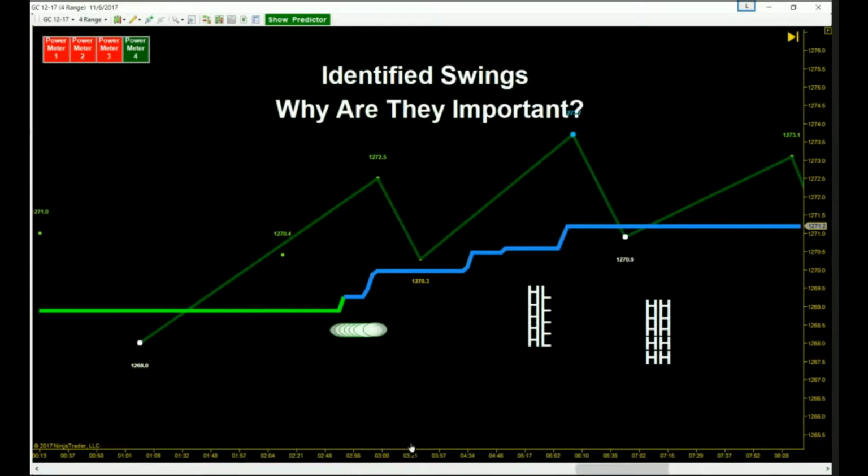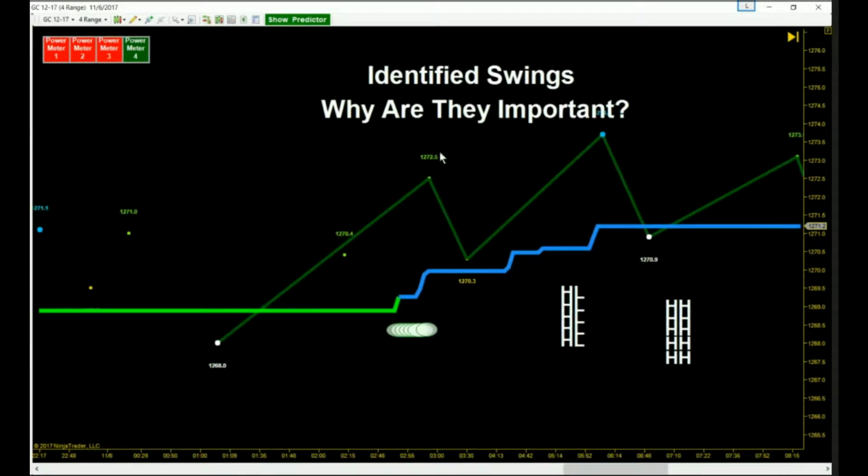I went ahead and put this on for the fun of it right here. Identified swings. Why are they important, everyone? Because too many people get on the wrong side of the trade and then they wonder why they're losing money. Until they decide what they're going to do, you've got to look at those higher lows and higher highs on an uptrend and vice versa on a short.